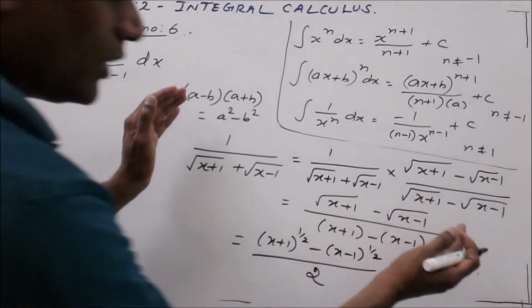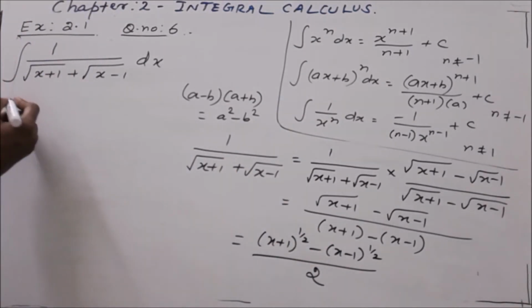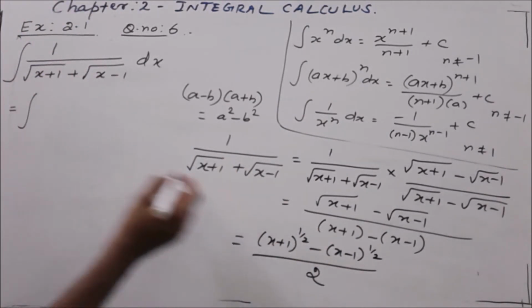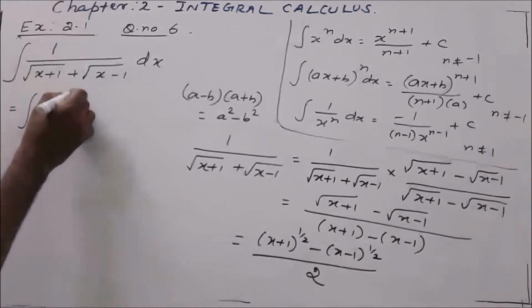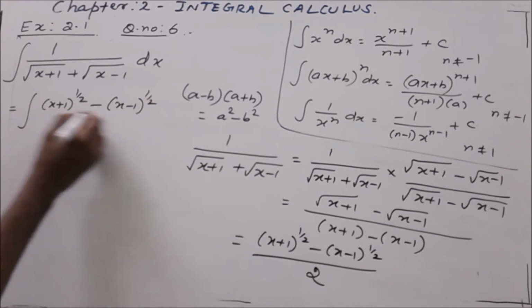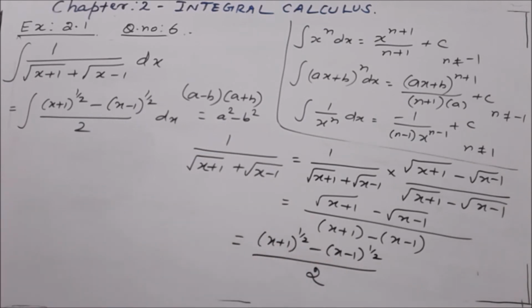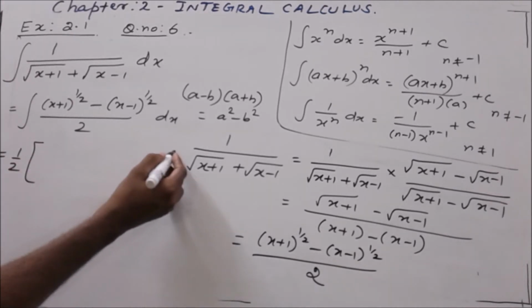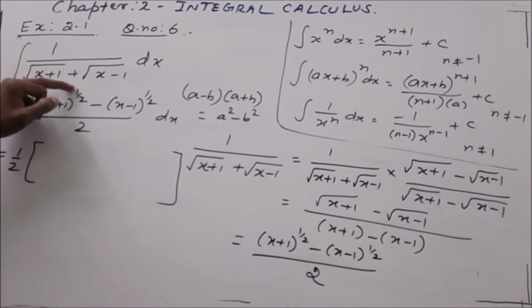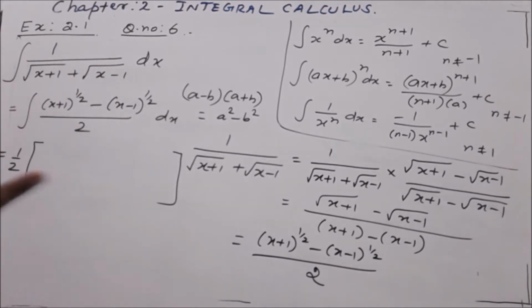You can write the whole workout here, or you can do it directly. You can substitute here. That is equal to integral of x plus 1 whole power 1 by 2 minus x minus 1 whole power 1 by 2, divided by 2, into dx. This is equal to this term, so I am substituting the equal value here. Take out 1 by 2 and then integrate. There are two functions. One is x plus 1 whole power n, another one is x minus 1 whole power n. Combined by subtraction, we can directly integrate.